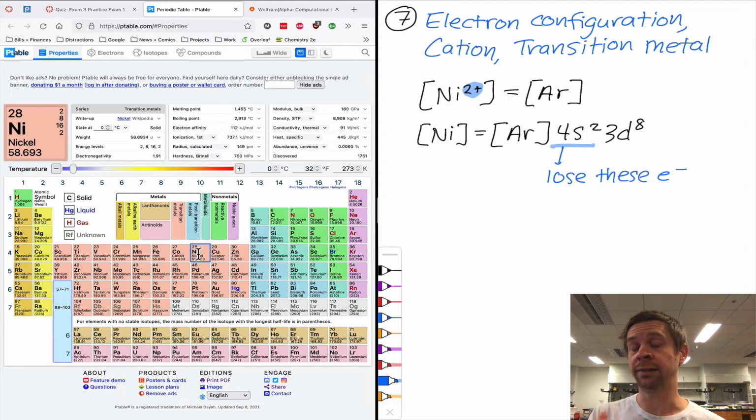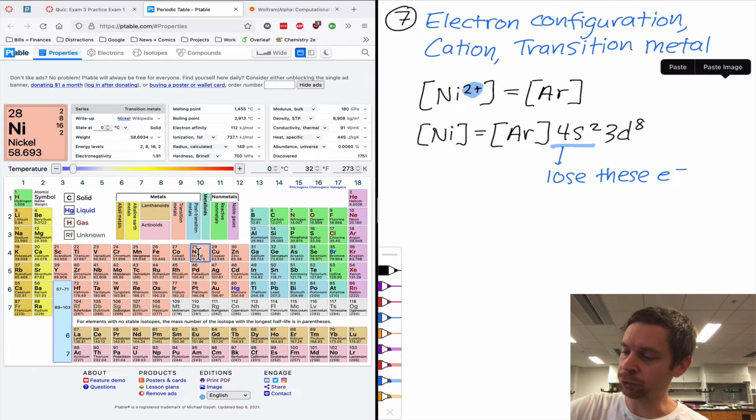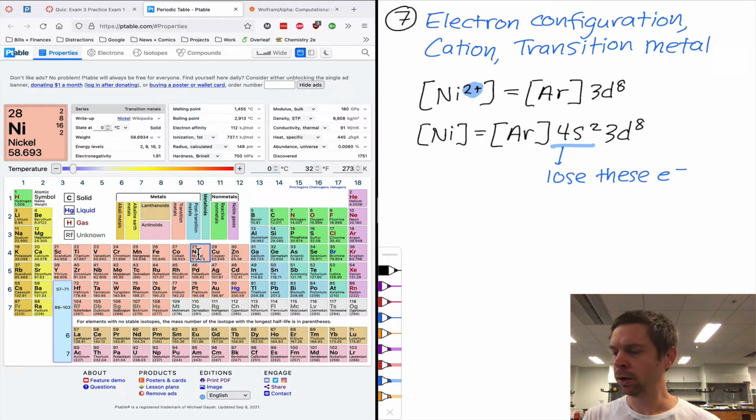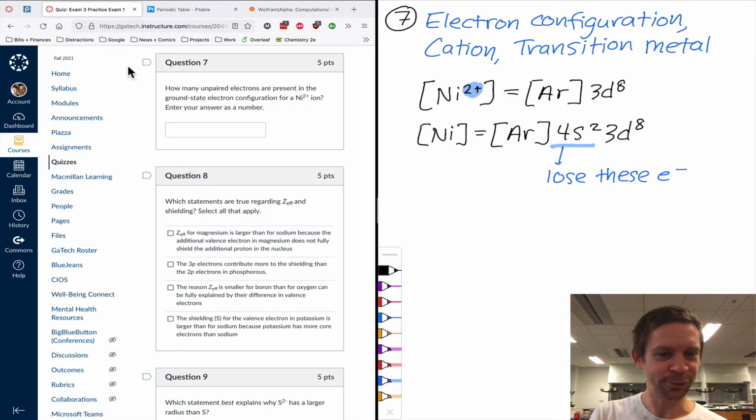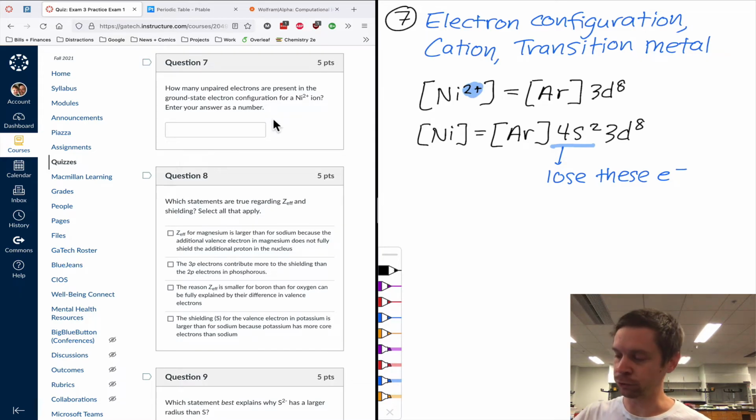If we only lost 1 electron, actually the same idea would apply, and we would take that remaining 4s electron and put it down now, because the 3d level is below the 4s in energy, into a 3d orbital, leading to a 3d9 configuration. In this case, we're going to lose both of those electrons in the 4s subshell and go straight to a 3d8 situation. Now, in terms of actually answering the problem, how many unpaired electrons are present in the ground state electron configuration of a nickel 2+ ion?